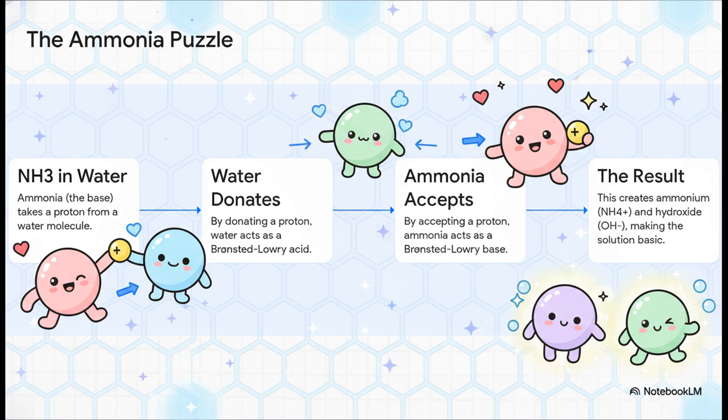So when ammonia gets into water, the water molecule itself actually plays the part of the acid. It donates one of its protons to the ammonia molecule. The ammonia grabs it, acting as the base. And what's the result? You get an ammonium ion, NH4+, and what's left behind from the water molecule is a hydroxide ion, OH-. And there it is. The reaction itself creates the hydroxide that makes the solution basic.